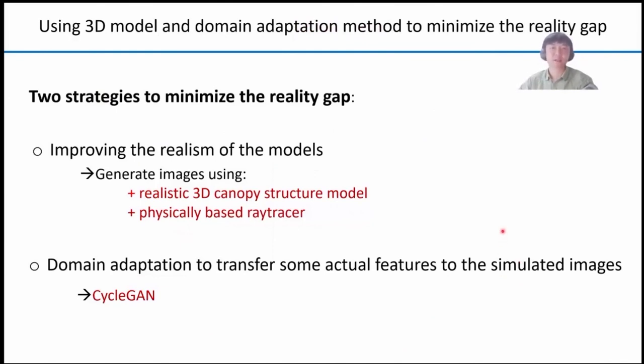In this study, we would use two strategies to minimize the reality gap. Firstly, we will try to improve the realism of the 3D model. Secondly, we would use a domain adaptation model to transfer some actual features into the simulated images.